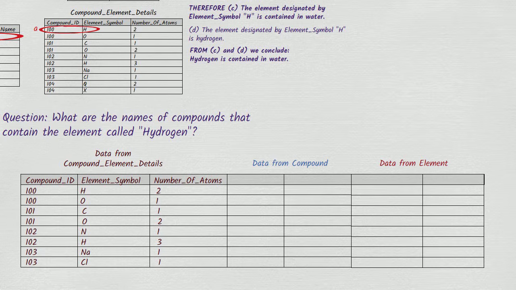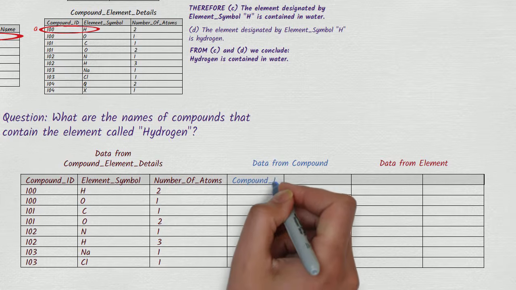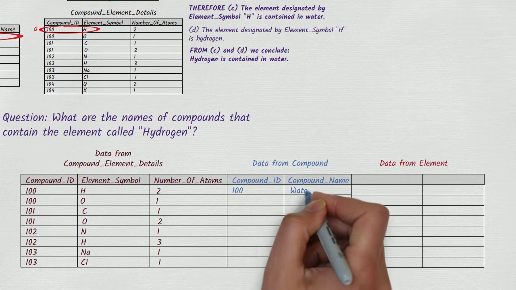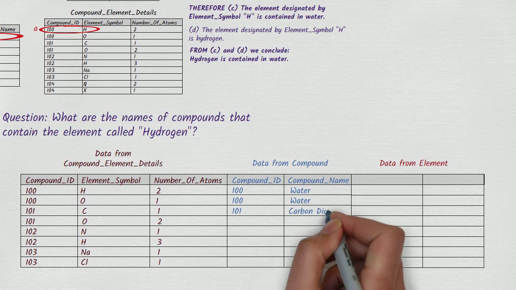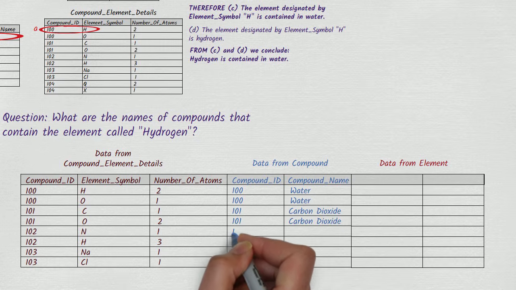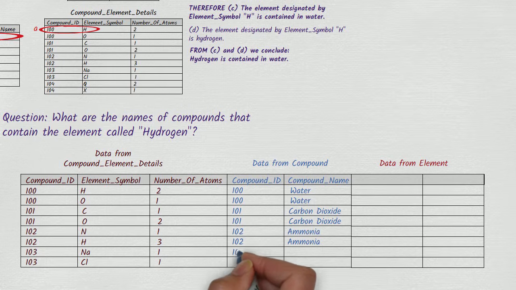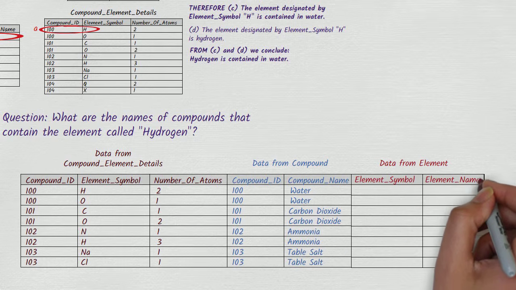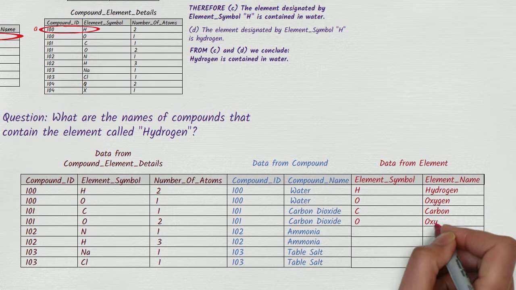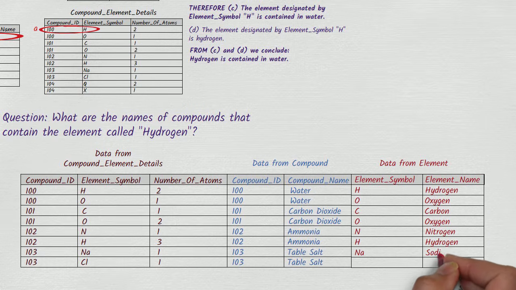To do this, we work through the rows of the compound element details table. Wherever we see a compound ID 100 in compound element details, we put the corresponding 100 row from compound next to it. Whenever we see a compound ID 101 in compound element details, we put the corresponding 101 row from compound next to it, and so on. And similarly with element. Whenever we see element symbol H in compound element details, we put the corresponding H row from element next to it. Whenever we see element symbol C in compound element details, we put the corresponding C record from element next to it, and so on.